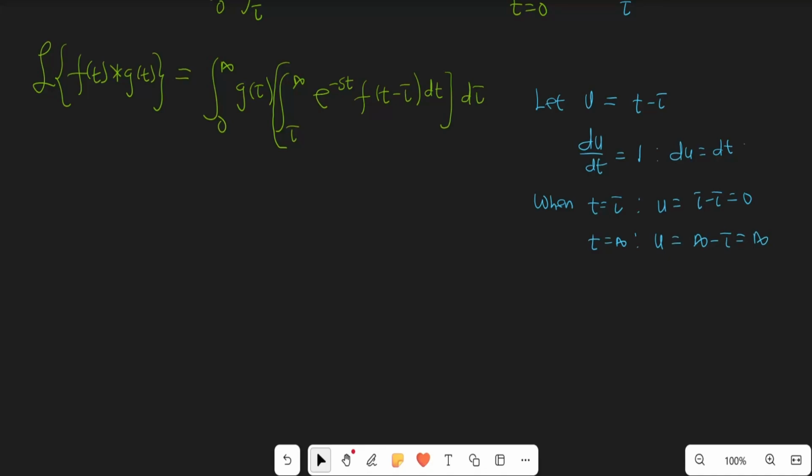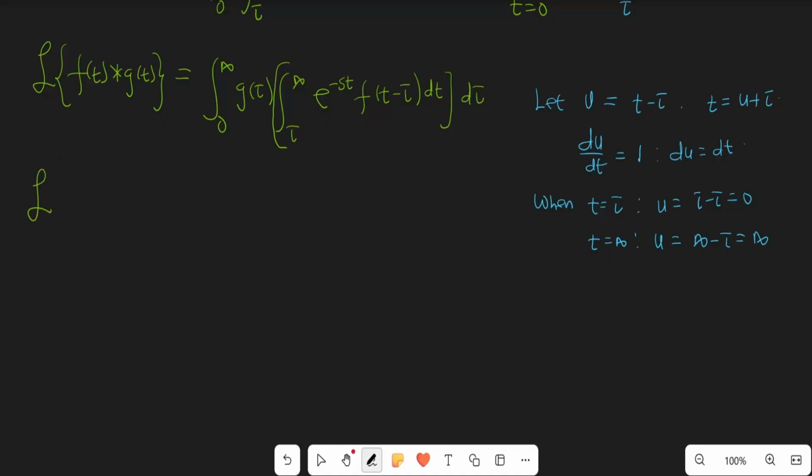Now what about t? How do you find an expression for t here? So it means t here is equal to u plus tau, like this. So that is just by isolating t from here. T, not tau. So now let's take the integral into the u world.